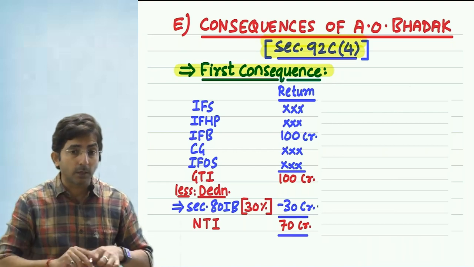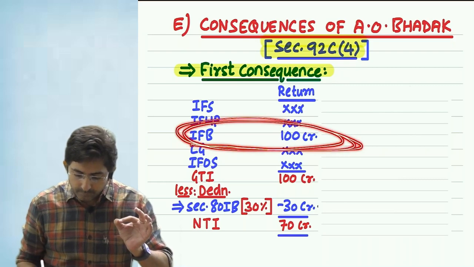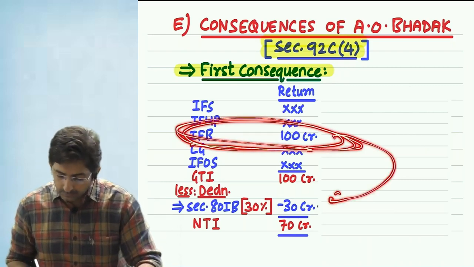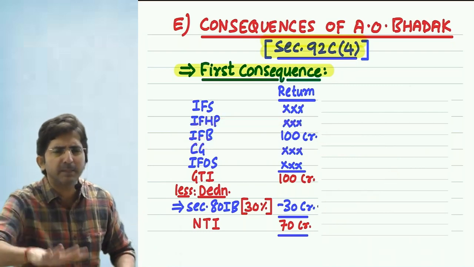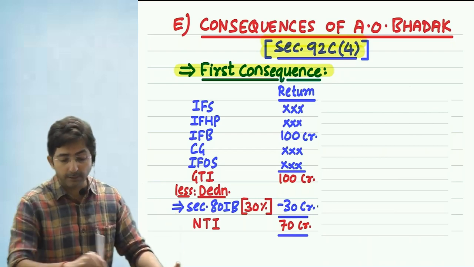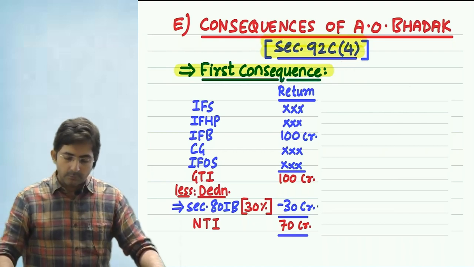But what is the method of that? First include your profits in income from business in the 5 heads, and then a certain percentage is deducted. See, I am giving some very general explanation, because without this explanation you will not understand the first consequence. Okay, now I can proceed.